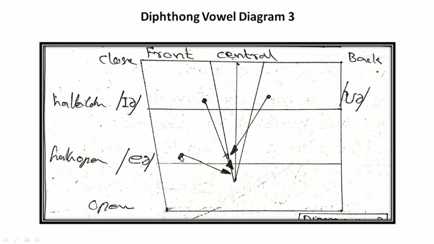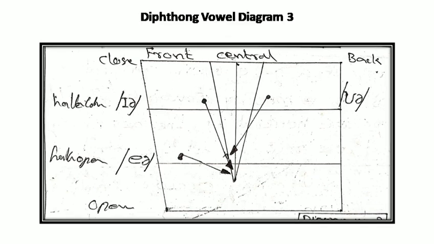Diphthong vowel diagram 3. In this third diagram, the vowel glide goes to a schwa position. That means the schwa in English pure vowels. First is ear, second is air, third is ua. You can see here like this.